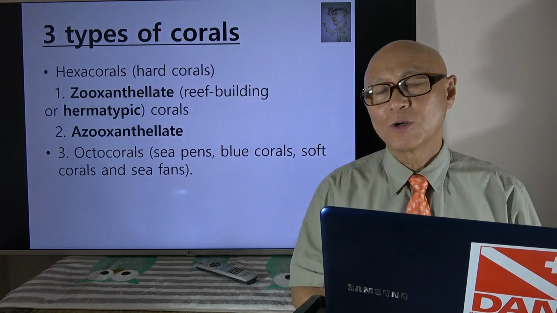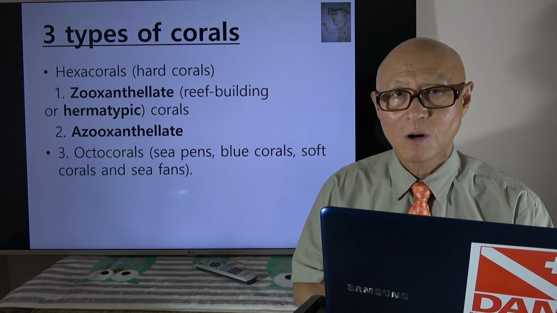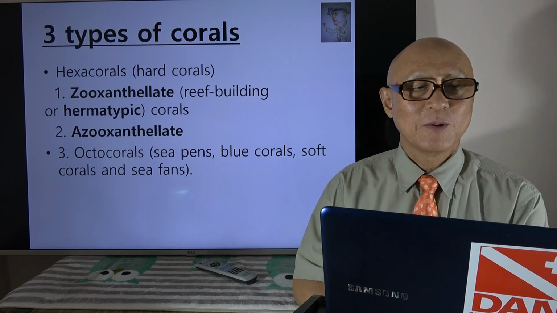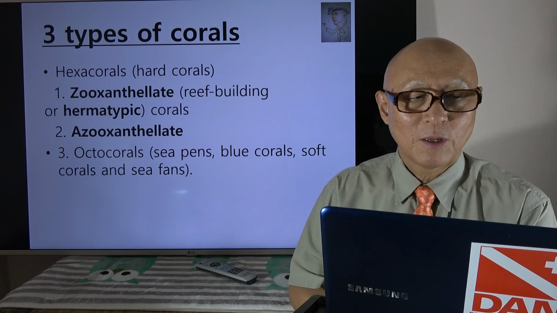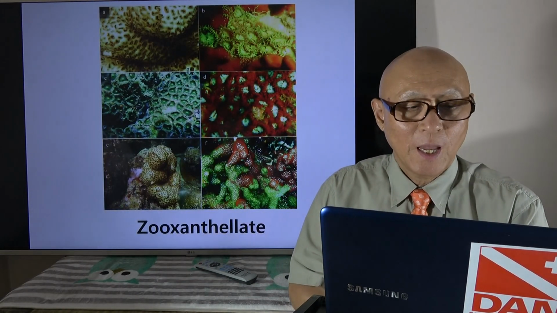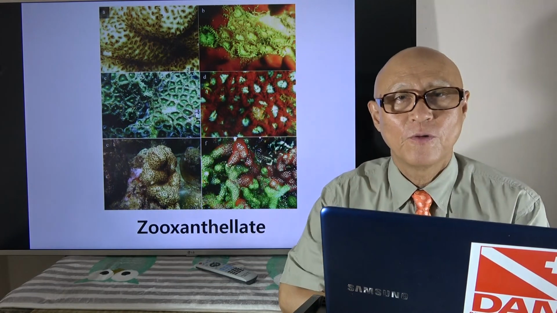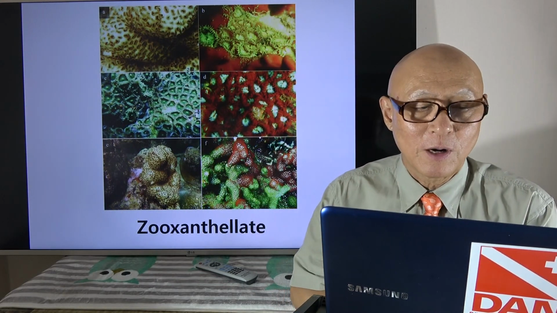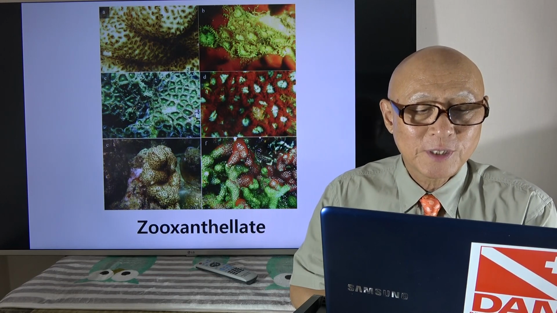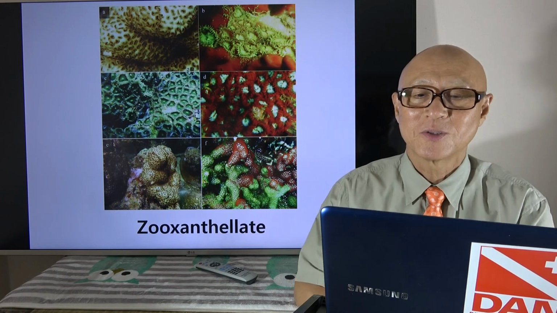I thought there were only two types of corals, hard coral and soft coral, but it looks like there are two different types in hard coral, and this is reef forming hard corals called zooxanthellate. Very difficult to pronounce.